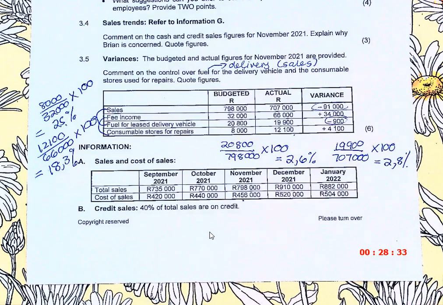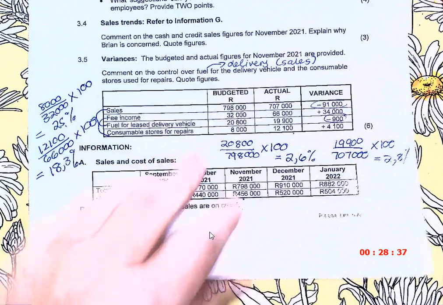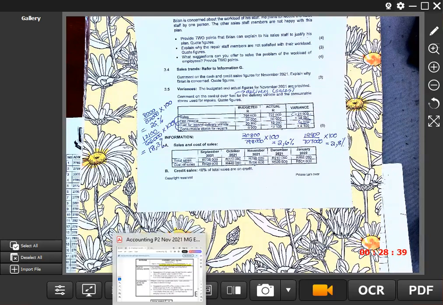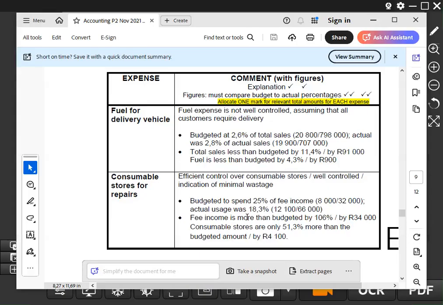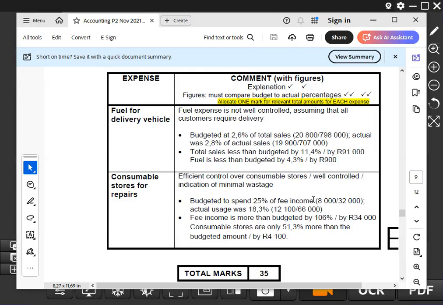You guys got me? Okay, so the wording would be exactly the same. They say budget 25% of fee, actual 18.3% of fee. They want to see that you link the two. It's all about the linking. Okay.